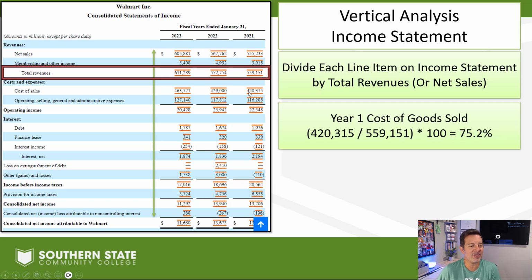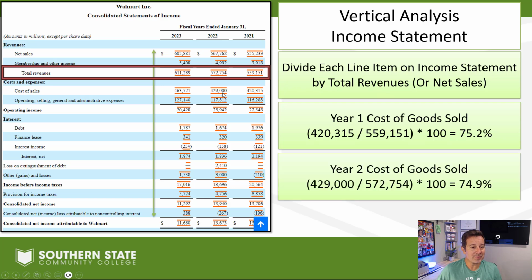But just for our math purposes, we'll say 420,315 divided by total revenues of 559,151. And then we'll multiply that by 100 to get our percent. We do that, we get 75.2%. What will we do for year 2? Well, for year 2, we take 429,000 divided by 572,754. Multiply it by 100, we get 74.9%.